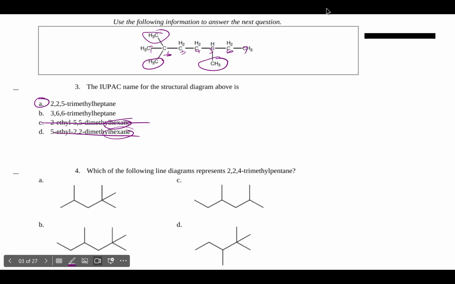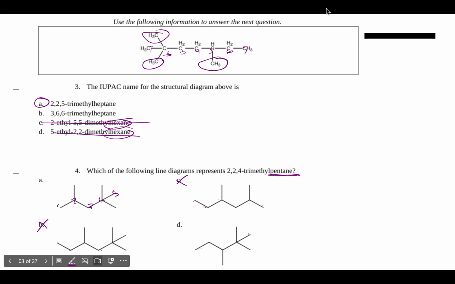Our next one, 2,2,4-trimethylpentane. So if it's pentane as our root, that means there's 5 carbons in the longest chain. So taking a look at A, we have 1, 2, 3, 4, 5. So it could be that. The next couple, 1, 2, 3, 4, 5, 6, not going to be B. 1, 2, 3, 4, 5, 6, not going to be C. 1, 2, 3, 4, 5.